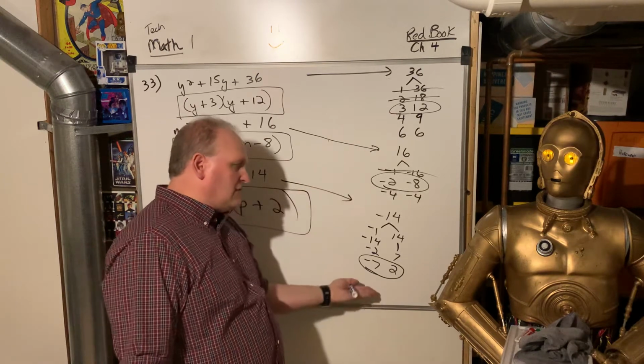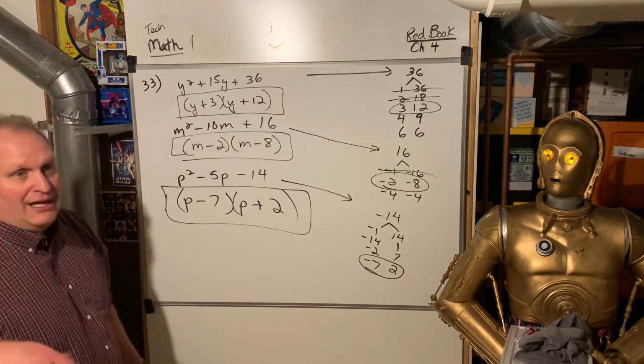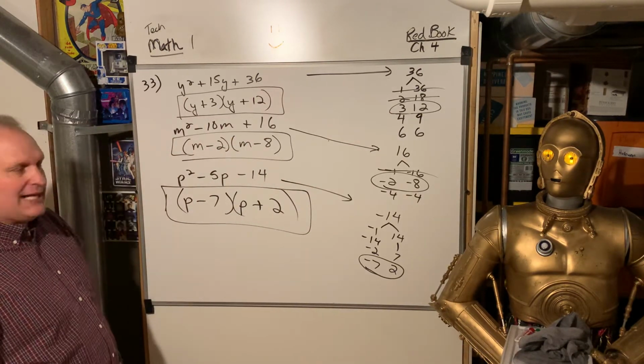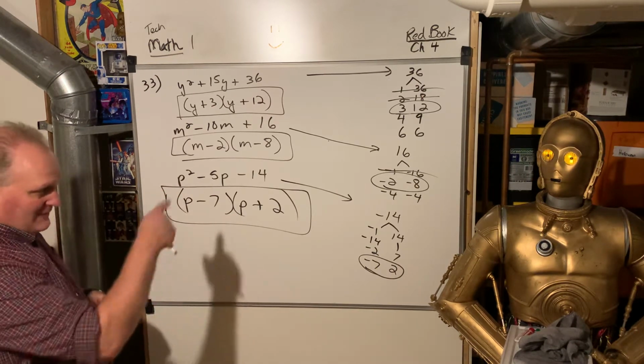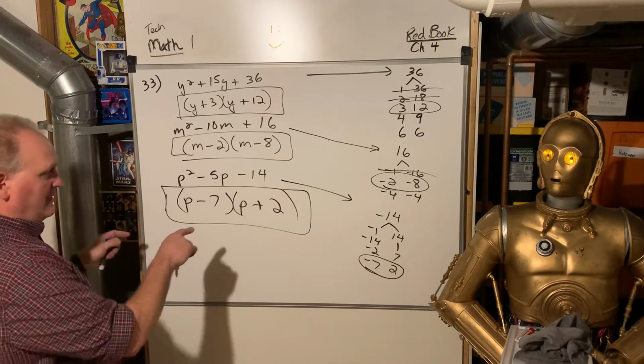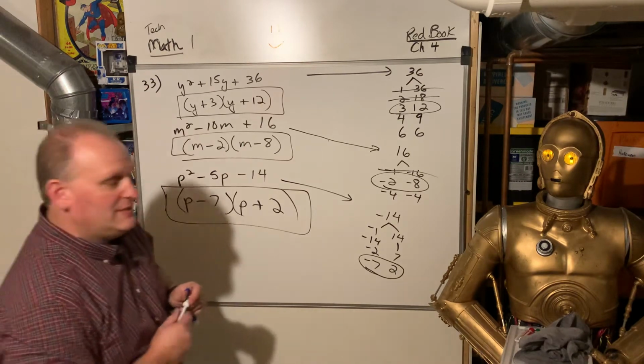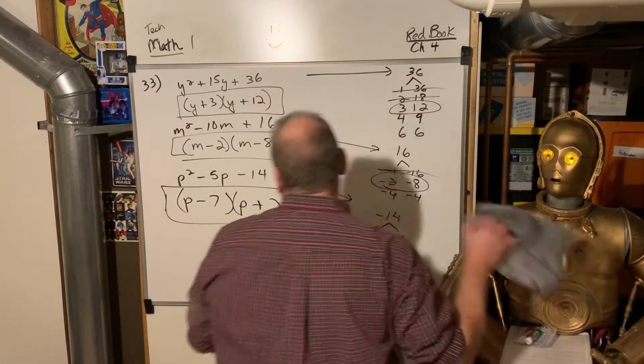I'm showing this work and explaining it, so if you're not a prodigy at factoring, you know how you can do it. You break it apart into everything that multiplies to be that number, and then see which one adds up to be the middle number. And that's how you factor.